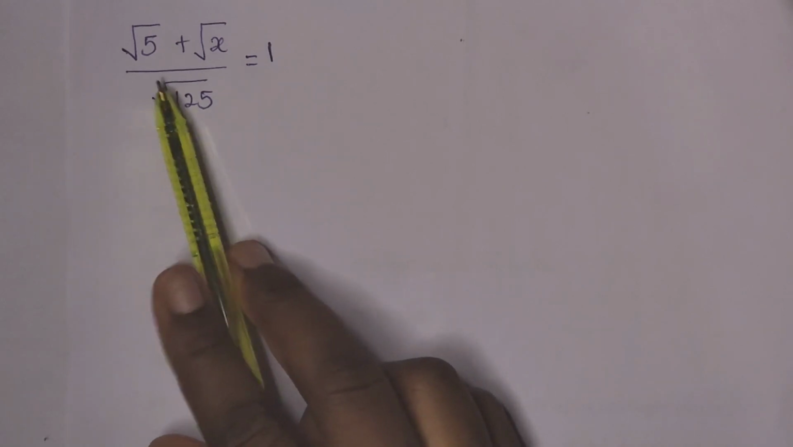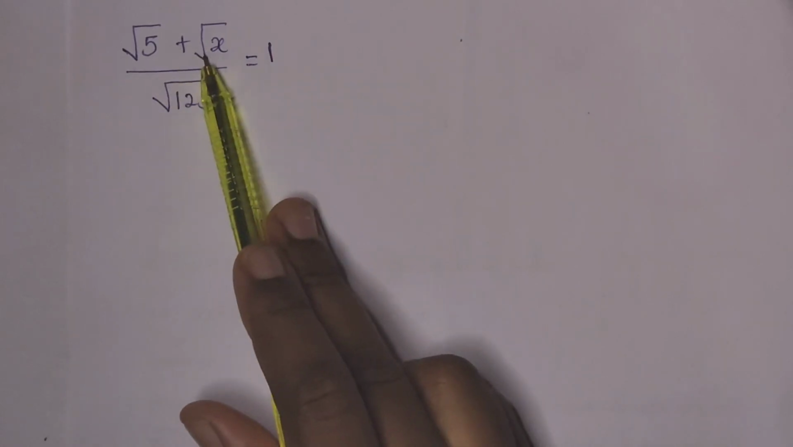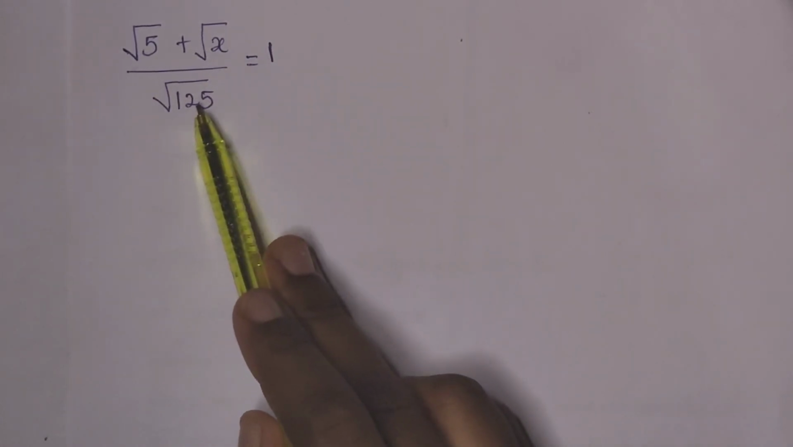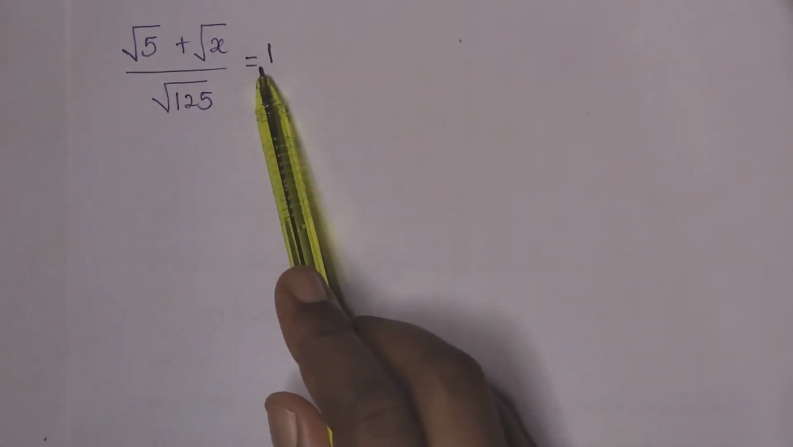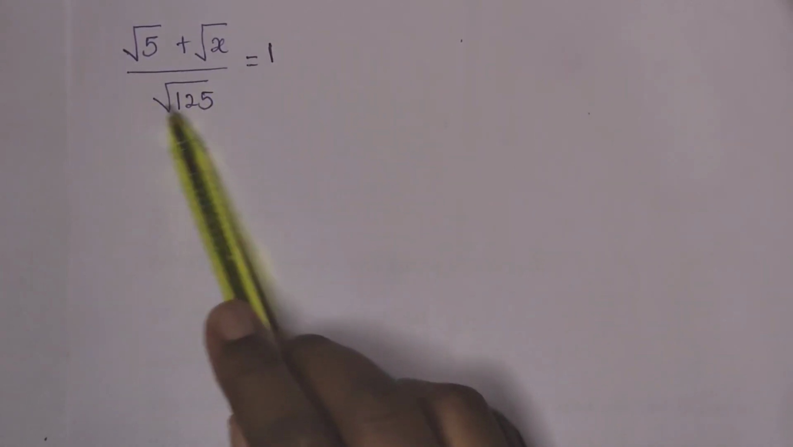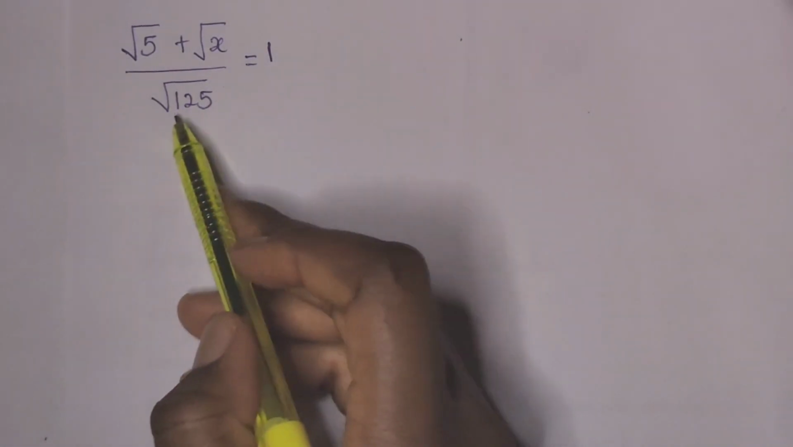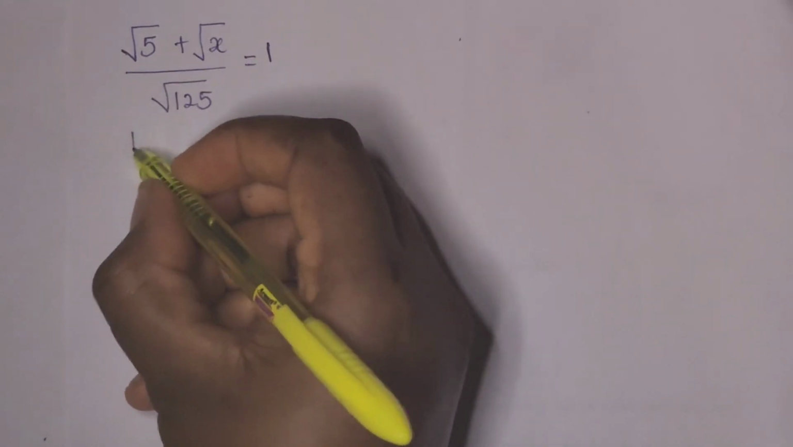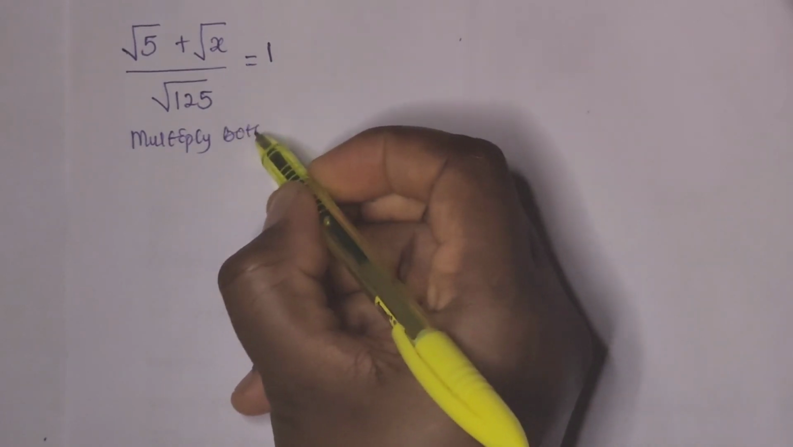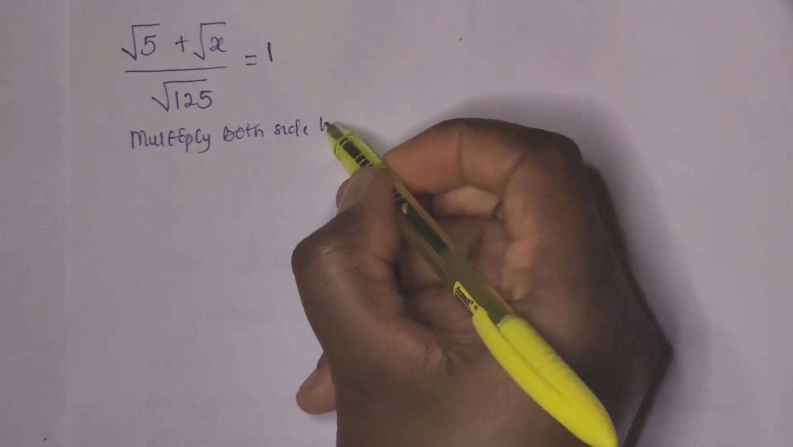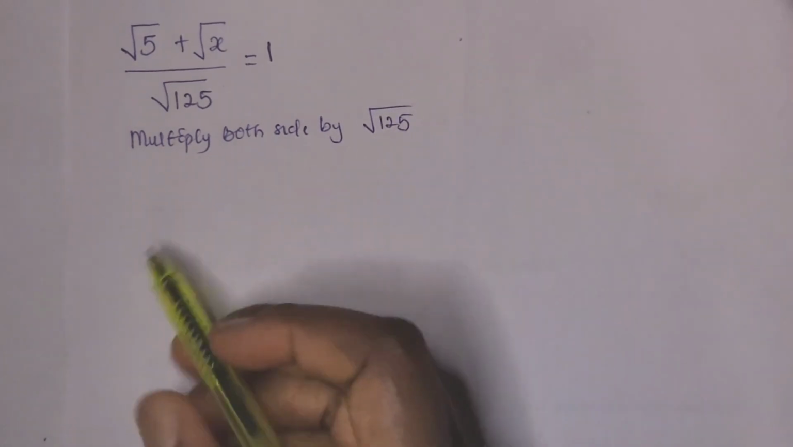Hello, so we want to resolve this tricky problem. We have root 5 plus root x all over root 125 all equal to 1. So for us to resolve this, we first of all eliminate this denominator that has a square root. By doing so, we multiply both sides by the square root of 125.